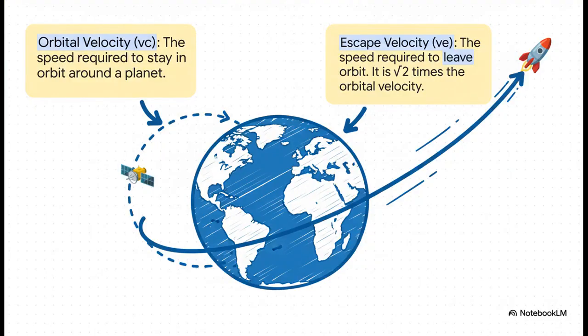Okay, let's put these side by side, because you will see this again. Orbital velocity, VC, keeps you circling. Escape velocity, VE, lets you leave for good. And for anyone studying for an exam like NEET, here is the golden nugget you need to remember. The escape velocity is just the orbital velocity multiplied by the square root of 2. It's a super handy little formula that connects these two big ideas.